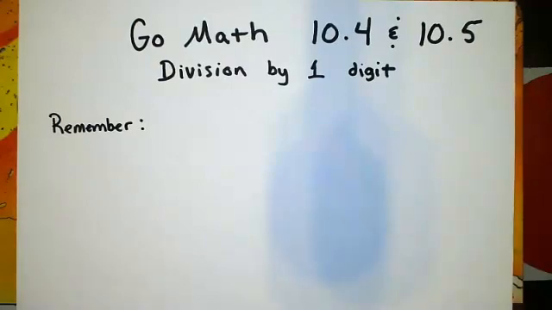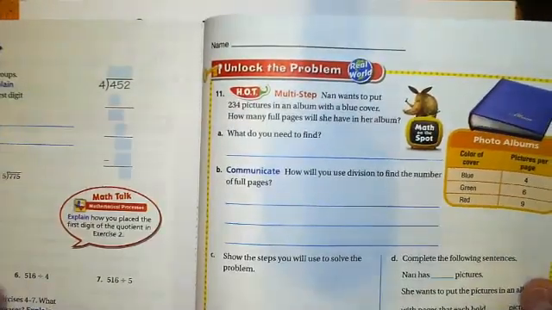Okay, so for this video, I'm going to combine 10-4 and 10-5. That's what your goal is this week, both of these out of the Go Math book. And the reason I'm doing that is because after looking at both of the lessons, they're basically the same thing.